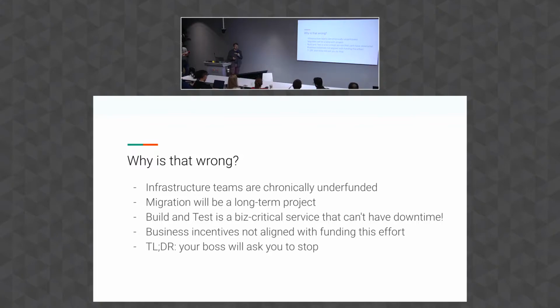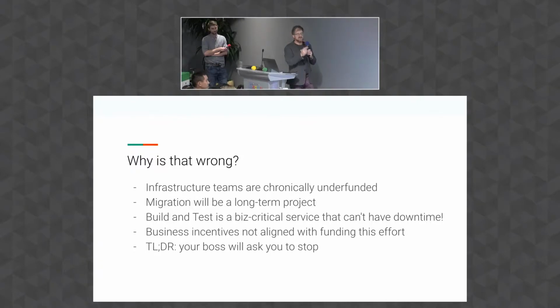Migration is probably going to take a long time. We'll talk a little bit more about what to expect there. But very importantly, this is a business critical service. You have to have engineers able to write code and run the tests and keep commits landing. And you can't have downtime in that system. And so build and test is critical, right? When the business looks at build and test as a business critical service, they're not going to let you monkey with it in ways that hurt the velocity of your company. And so funding this kind of migration effort is hard, and your boss will tell you to stop. And so this talk is really about how to keep your boss from telling you to stop.